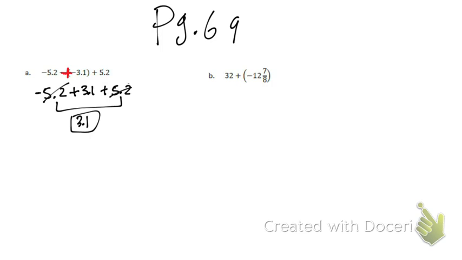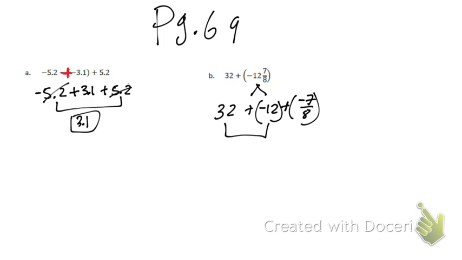Second one here. And kind of notice how the way I'm showing my work, I want you to show your work similarly to that. It might not be exactly the same, but make sure you show your work. I don't want to just see you write an answer here. And especially on the quiz, you're going to definitely get marked down for that. Here, when I got 32 plus negative 12 and 7/8, I'm going to break that apart, just like we've always been doing, to the negative 12 plus negative 7/8.